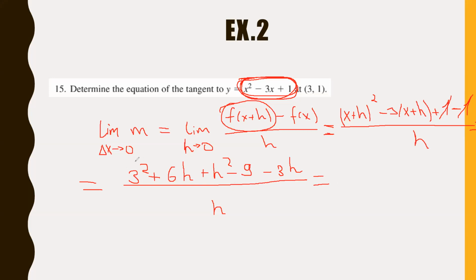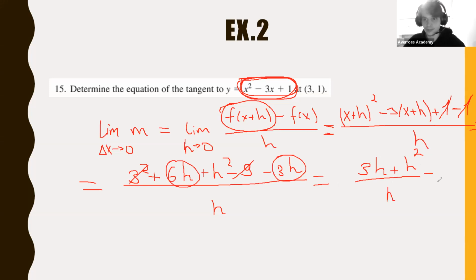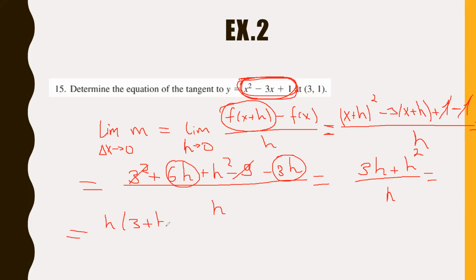Group up common terms. Yeah, so the 9s would cancel out. And we would have 3h. I did it wrong on my paper. I missed a step. No worries. That's why we're doing it together. And then you would have 6h plus h squared, subtract 3h, over h. And then you could simplify that down.